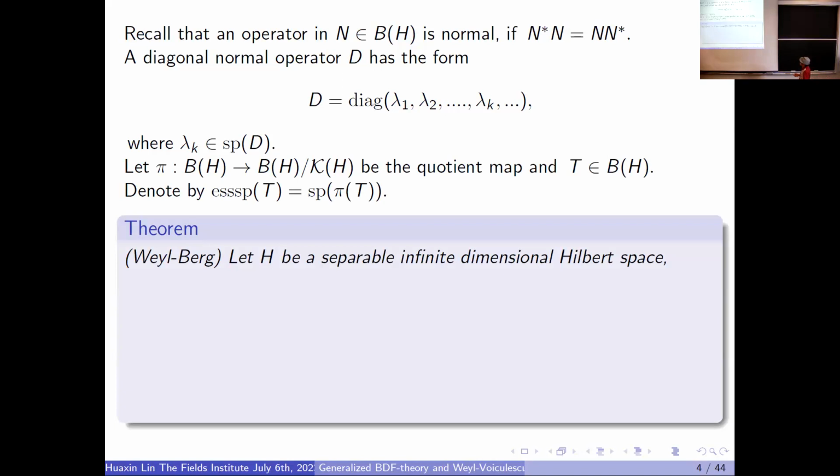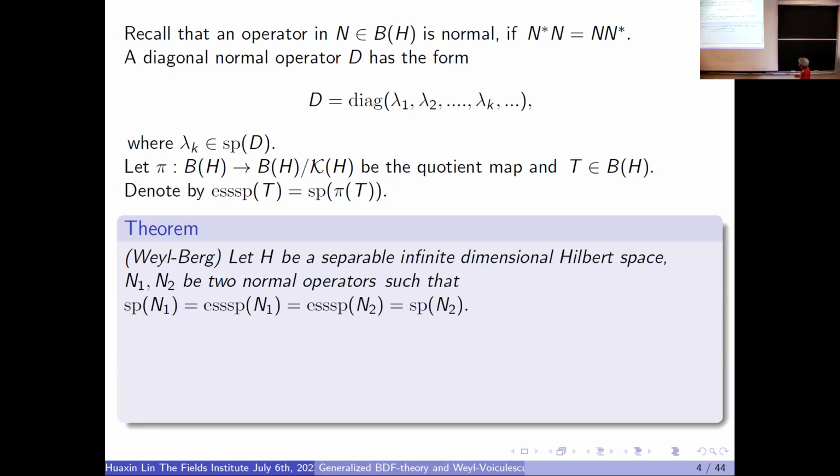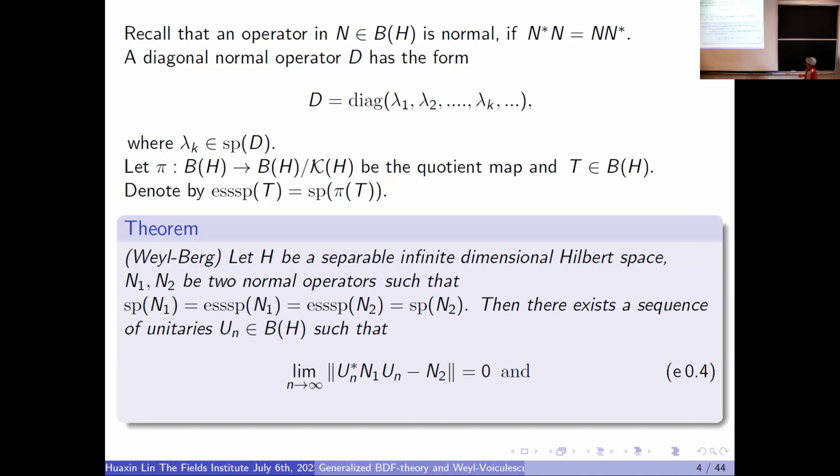So H is a separable infinite dimensional Hilbert space, and you have two normal operators. Suppose they have the same essential spectrum. Then there exists a sequence of unitaries U_N, and they are approximately unitarily equivalent, and the difference is a compact perturbation of each other. This is just another version of the theorem.